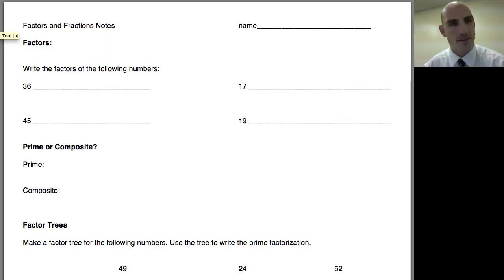Welcome back. Today we're going to talk about factors and the beginnings of fractions. Factors are numbers that multiply together to get a certain number.